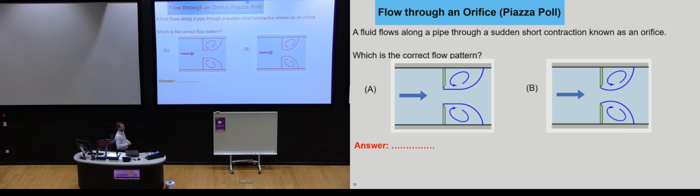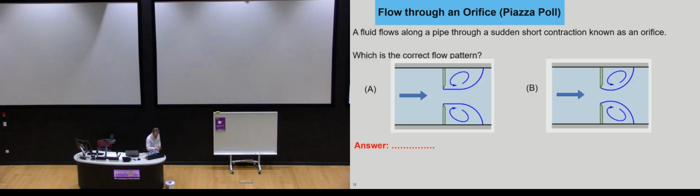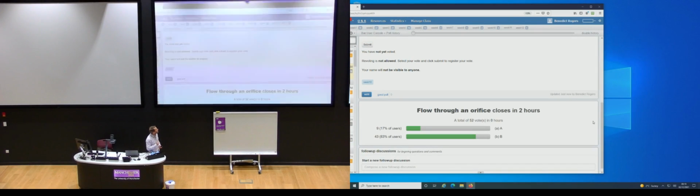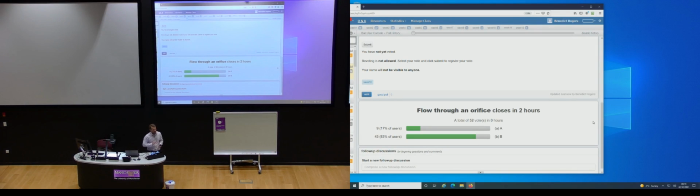Okay, let's see how you guys are voting. Okay, so 83% of you think it is option B, which is very good because it means you've been understanding what we've been going through in the lecture. So why is it option B?